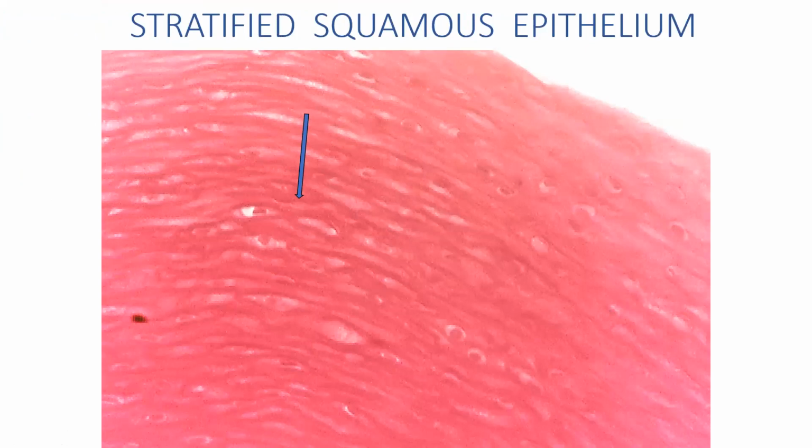This is stratified squamous right here. This is what you would see lining your mouth. Multiple layers. We line our mouth with this, we line the rectum, we line the anus with it. Anywhere we're going to have wear and tear in our bodies. Our skin is stratified squamous. Lining of the rectum and anus, lining the uterus and the vagina, lining the urethra, lining the esophagus, lining the inside of our mouth. Anywhere that we're going to have wear and tear.